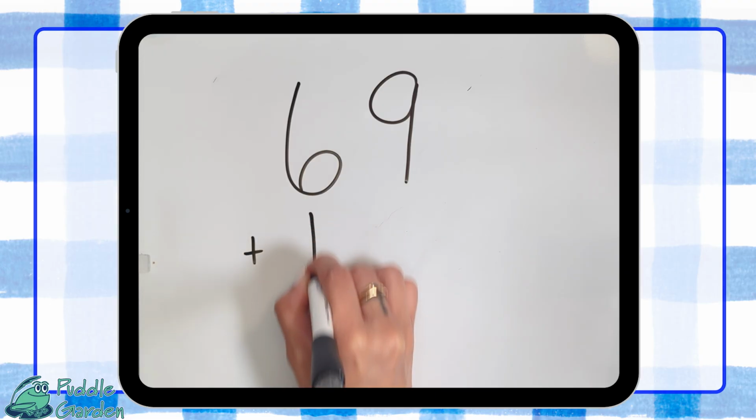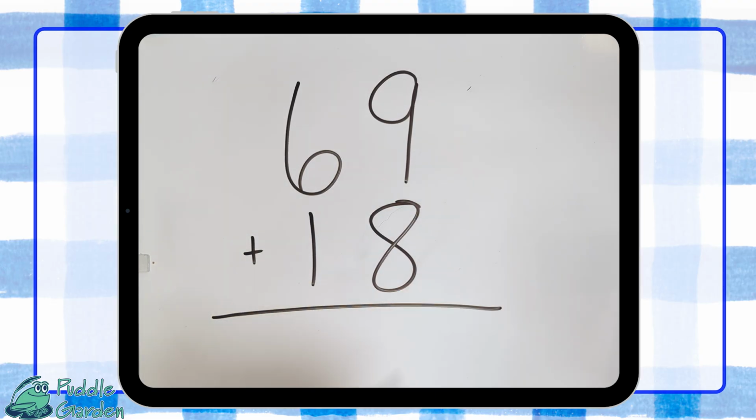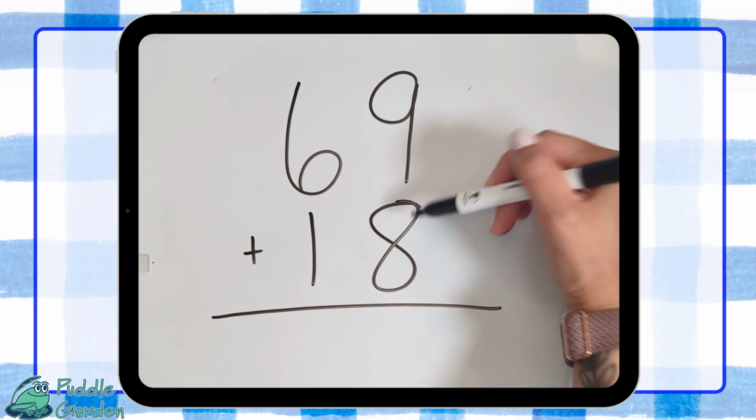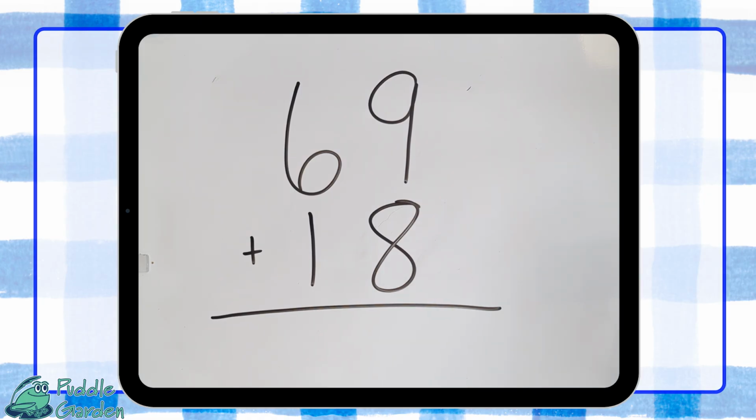Start with our ones. What is 9 plus 8? And is it more than 9? That's right. It's 17. So we're going to write our ones. Carry the 10. Now, what is 6 plus 1? 6 plus 1 equals 7 plus 1 more. That's right, that would be 8 tens. 8 tens, 7 ones equals 87.